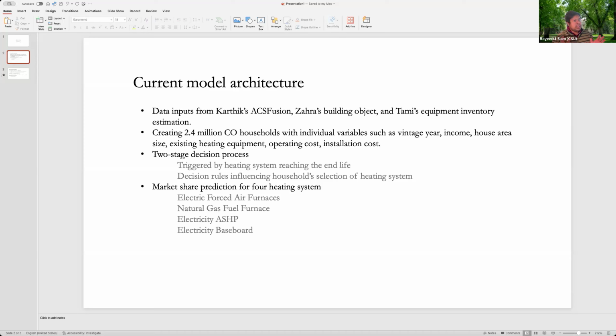So we take all this data set and we are able to create the whole Colorado population of, say, 2.4 million Colorado households that have a unique set of attributes, including vintage year, income, household area size, existing heating equipment, and operating and installation cost. Given all these variables are integrated at household level, the ABM model initiates the decision-making process.